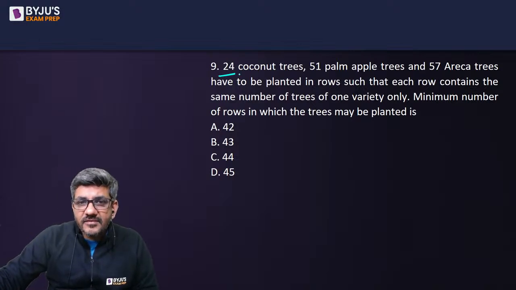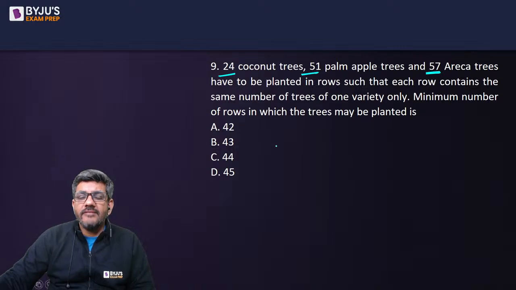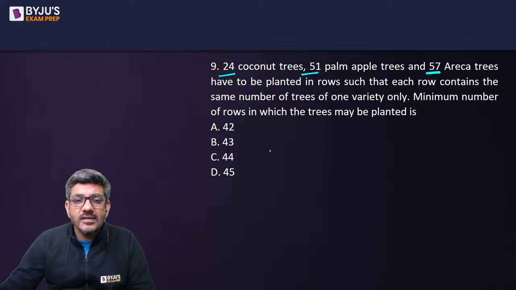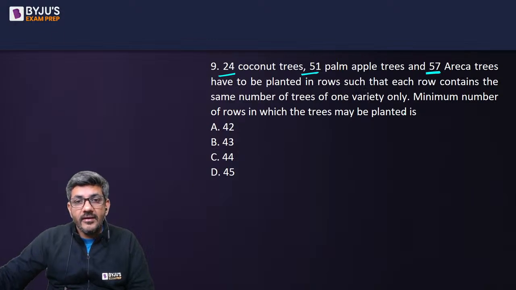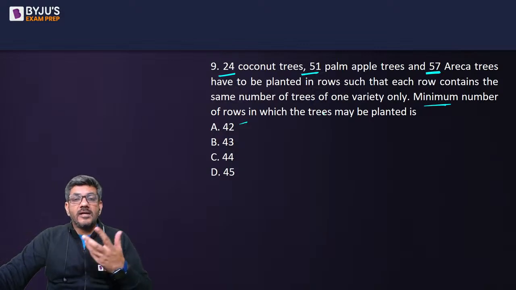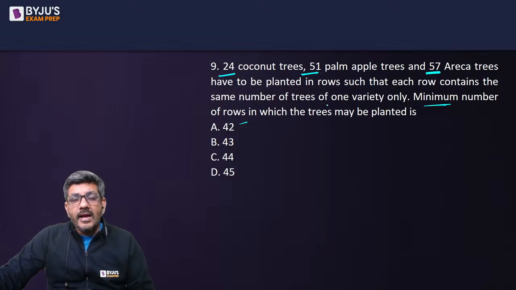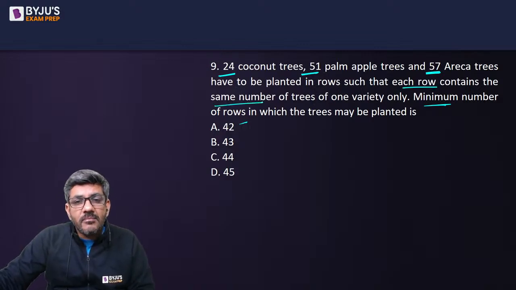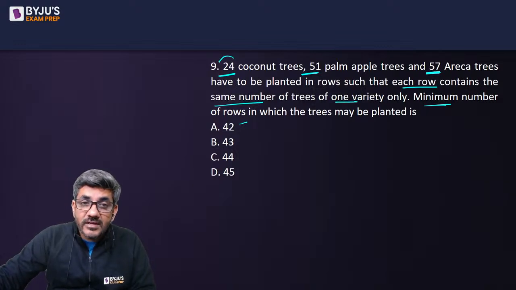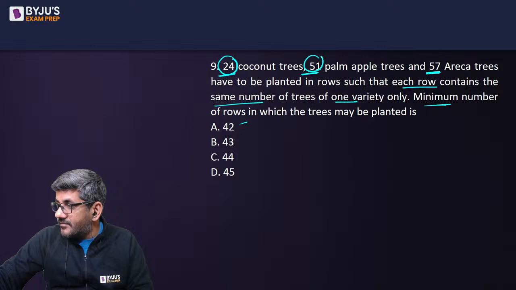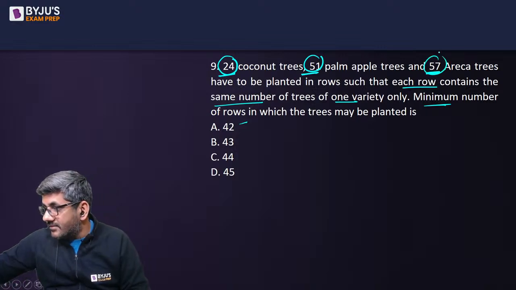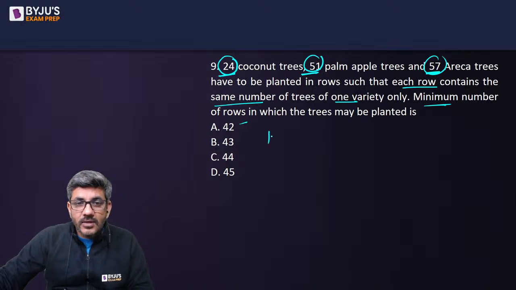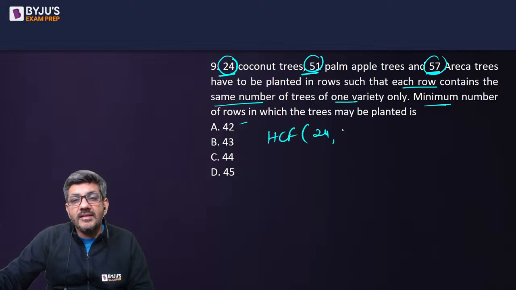24 coconut trees, 51 palm trees, 57 areca trees have to be planted in rows such that each row contains the same number of trees of one variety. We want to find the minimum number of rows. If you want to find the minimum number of rows, you want to plant the maximum number of trees in every row. And if you want to plant the maximum number of trees in every row such that every row contains the same number of trees of one variety, that number must divide 24, it must divide 51, and it must divide 57 as well. So I'm looking for the maximum number which can divide these three. That means I'm looking for their HCF, which is 3.